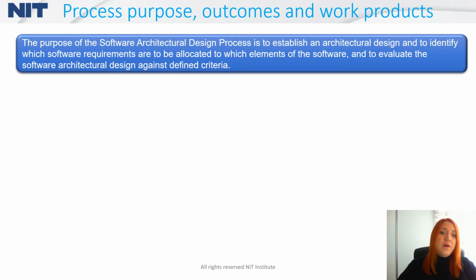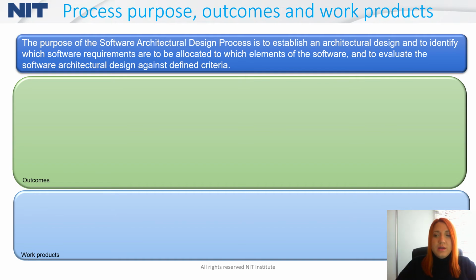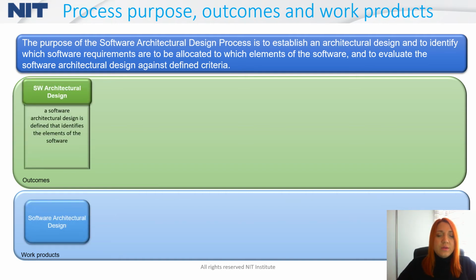The purpose of the software architectural design process is to establish an architectural design and to identify which software requirements are to be allocated to which elements of the software, and to evaluate the software architectural design against defined criteria. Let's now check the outcomes. The first outcome is that you need to have the software architectural design in written form. It means that you need to have a software architectural design document.